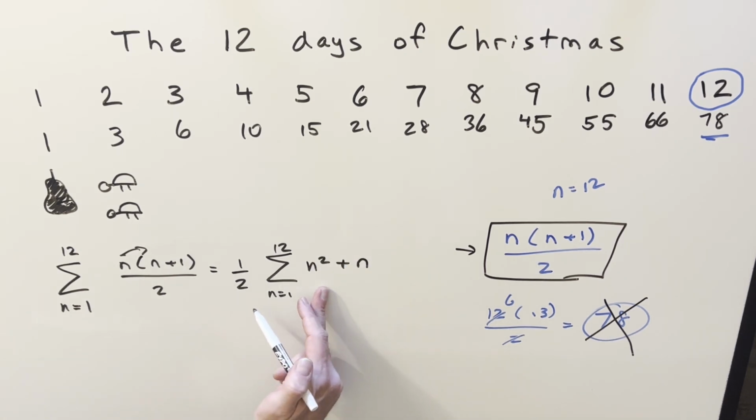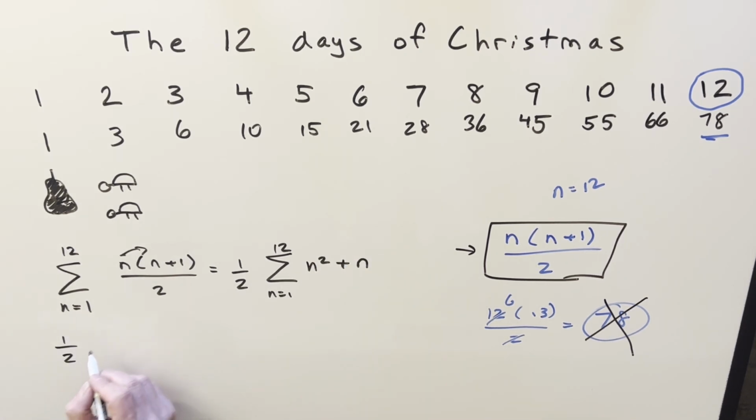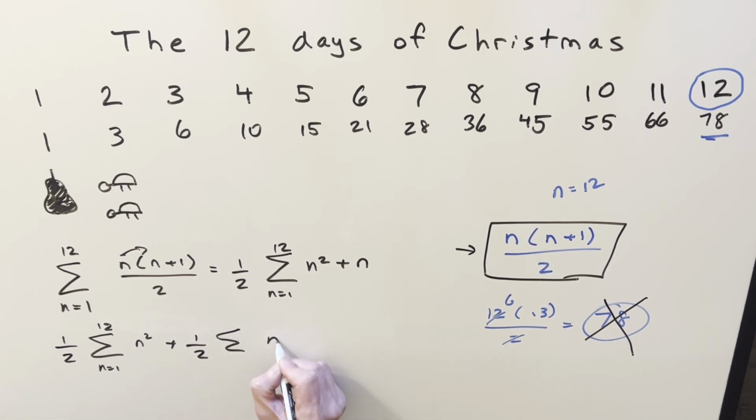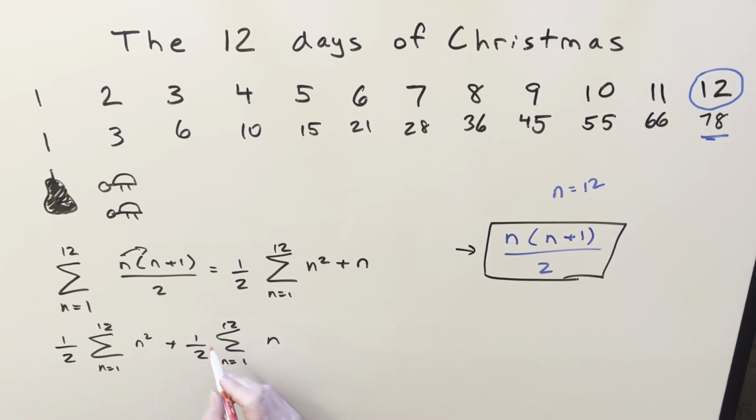But then let's break this up into 2 separate sums. So the first one's going to be 1/2 times the sum from n equals 1 to 12 of n squared. And the second one, distribute in the 1/2, so we have 1/2 the sum of just n from 1 to 12. But now from here, this thing's easy because this is the thing we already did. This is just the first 12 counting numbers, and we already determined this is 78. So we have that part.